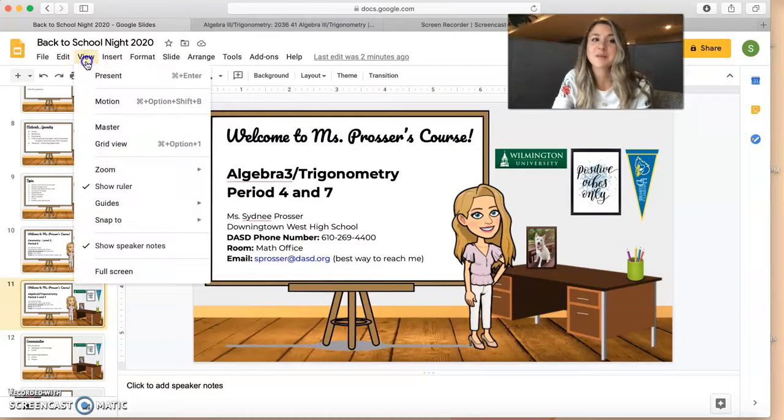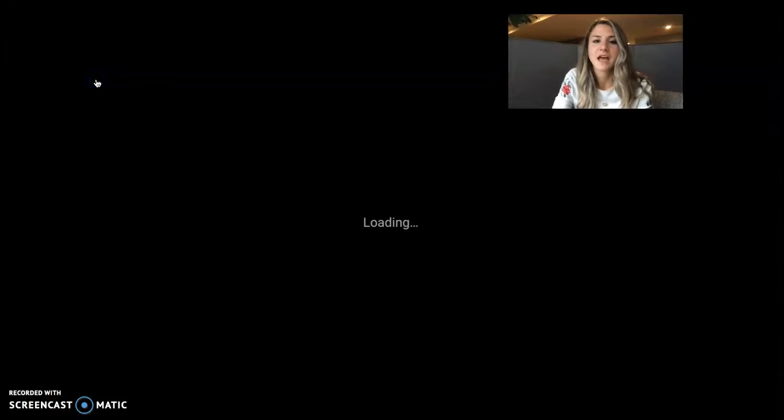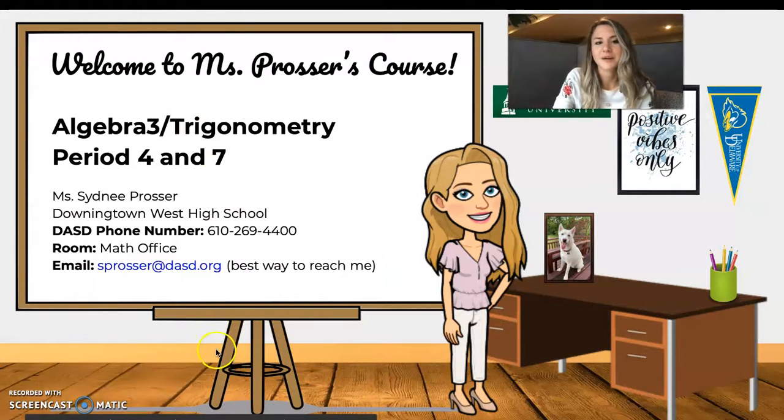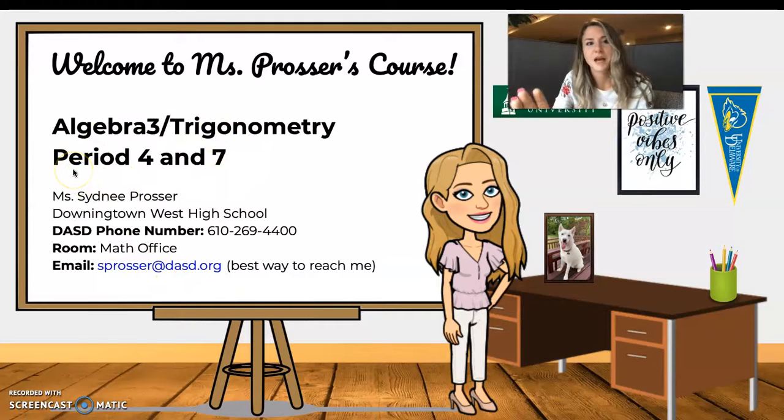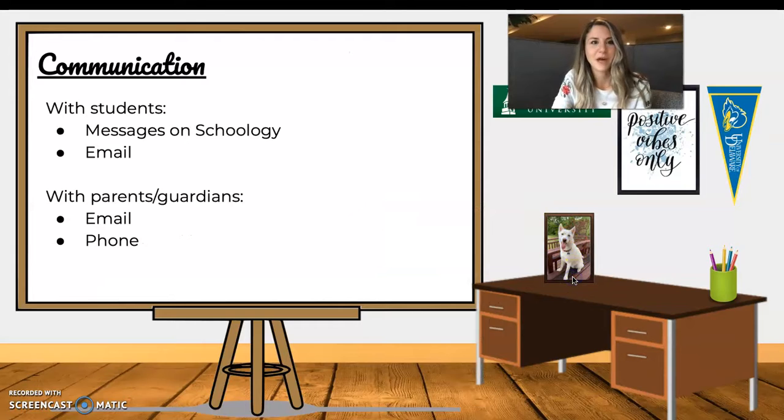My email is going to be the best way to reach me. And if we need to set up a phone call or anything, we can do that as well, but email will be number one. This also is, just as a reminder, for periods 4 and 7 for Algebra 3 Trig. Okay, the best way that I will be communicating with students is going to be through messages on Schoology. Since we're going to be on Schoology all day anyways, this is how I'll be contacting them, as well as emailing them too when I need.